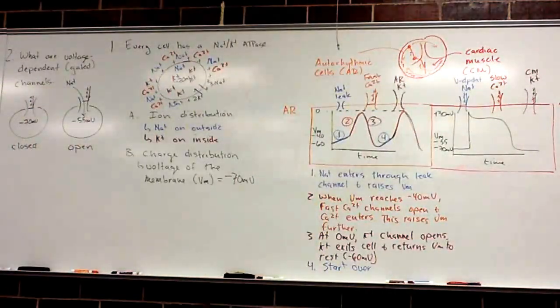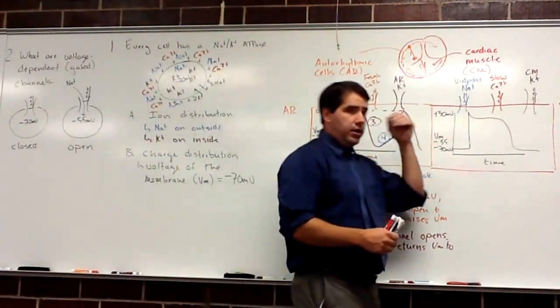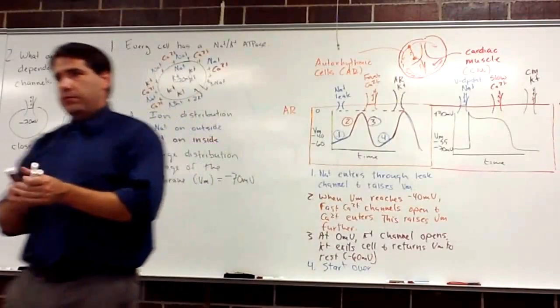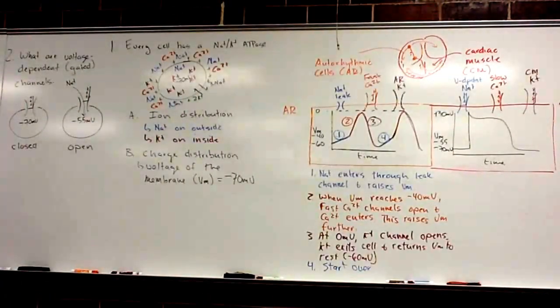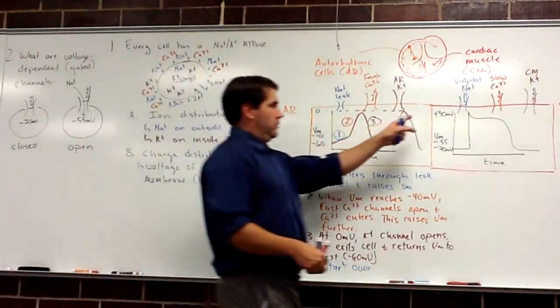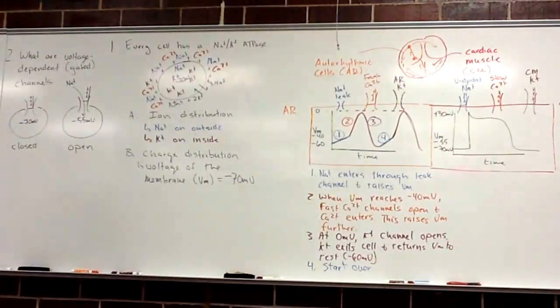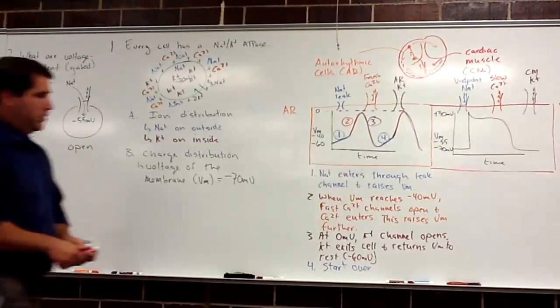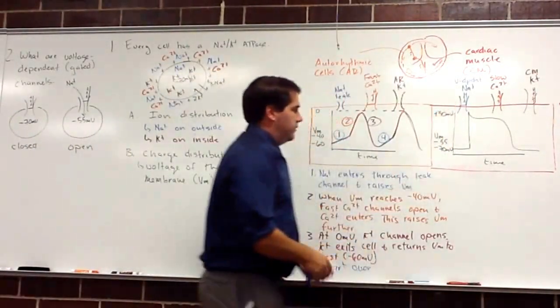So the next part then is how does this all work over here in cardiac muscle? And it's similar, but it's different. The first thing that you might ask is about that voltage-dependent sodium channel. It opens at minus 55 millivolts, but our rest is minus 70. So how do I get from minus 70 up to minus 55 so I can open this channel?